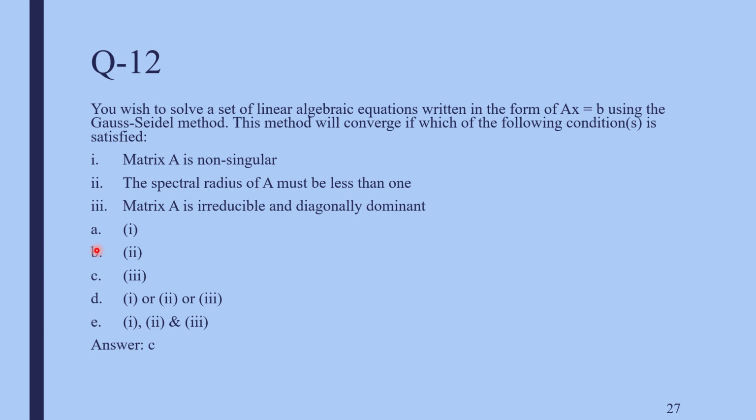So if we look into it, option A is 1, option B is 2, option C is 3. Sorry, 3 is the only right statement. So option C is the right answer. Option D, it is 1 or 2 or 3. No, it is false. 1, 2 and 3, again it is false because 3 is the only right answer. Now we'll go to question 13.